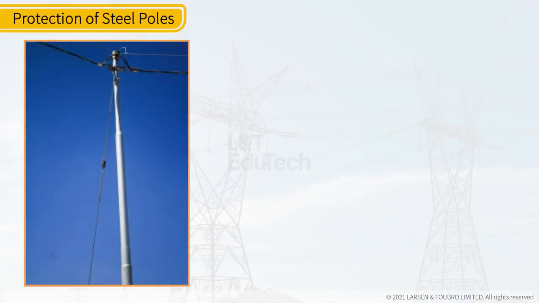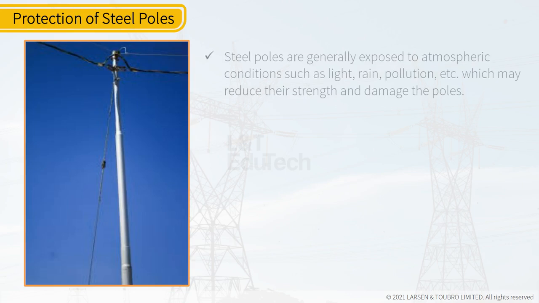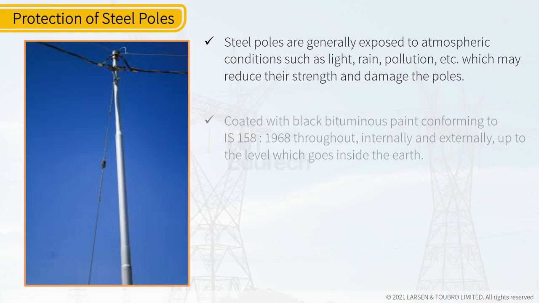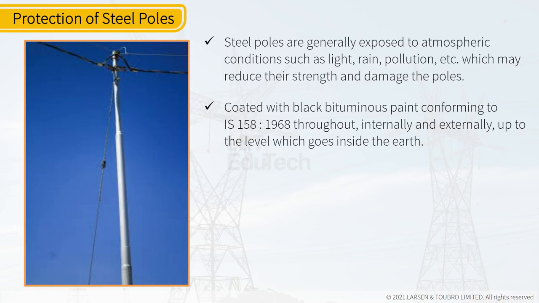Let's discuss steel pole protection. Steel poles are generally exposed to atmospheric conditions such as light, rain, pollution, etc., which may reduce their strength and damage the poles. Steel tubular poles shall be coated with black bituminous paint conforming to IS 158-1968 throughout, internally and externally, up to the level which goes inside the earth.